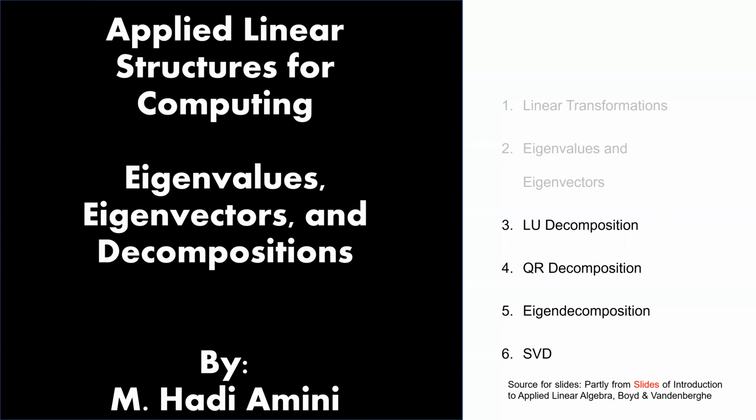In the previous lecture of this part 6 of Applied Linear Structures, we talked about linear transformation, and based on that concept, we defined eigenvalues and eigenvectors. We realized how to calculate eigenvalues for a given matrix, and then based on those eigenvalues, we could find the corresponding eigenvectors. We also saw how we can find eigenvalues and eigenvectors both using Python and MATLAB.